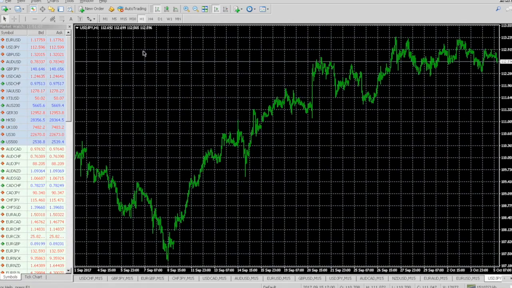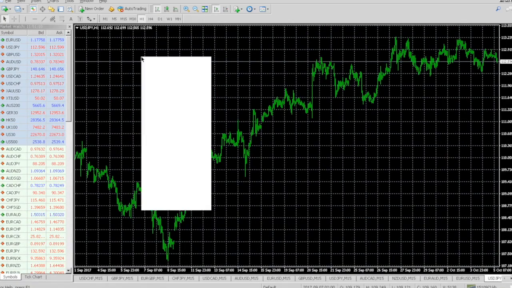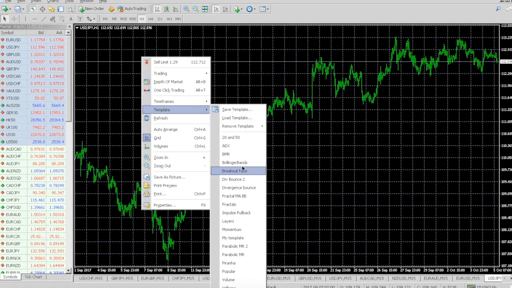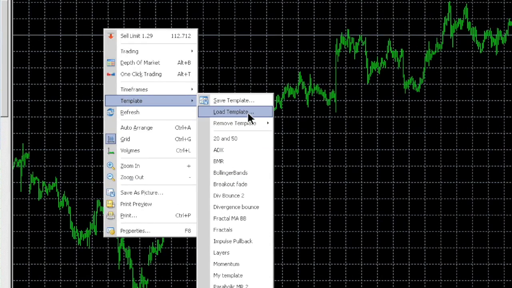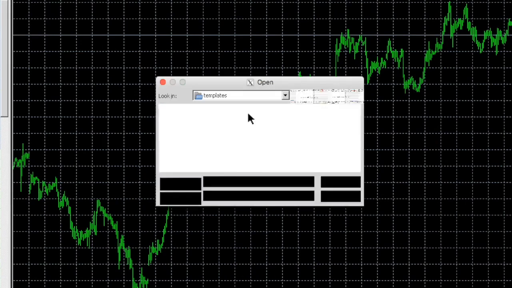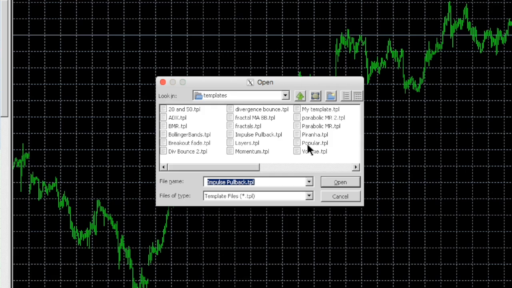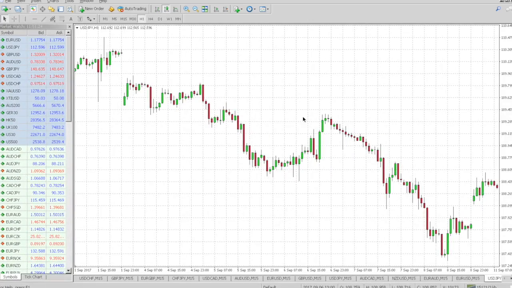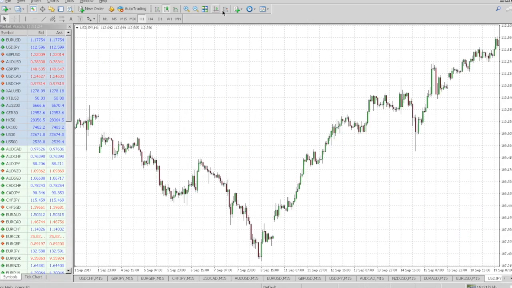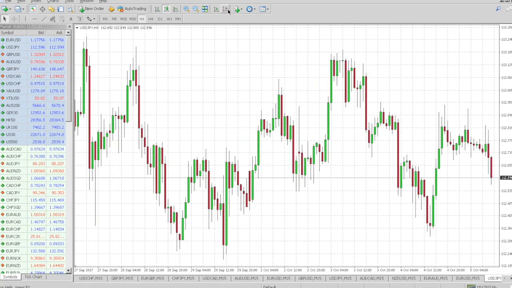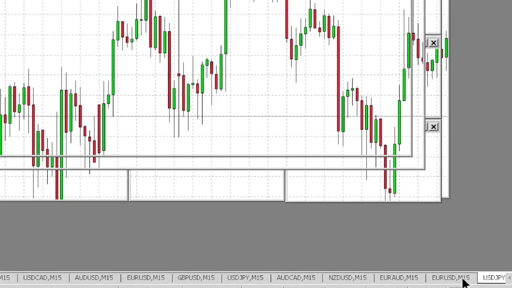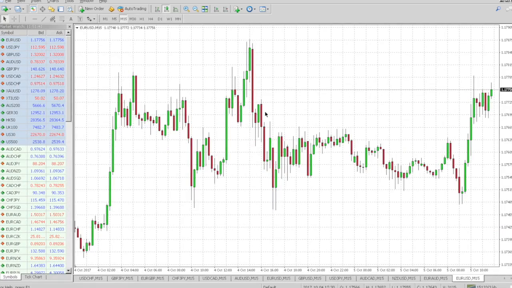And again, to apply the settings, you just right click, go to template, and load the template. So which one do you load? You load the one that you just created called my template, right? This one. There you go. Okay. If you want to get rid of the chart, just right click, close, and it's gone. All right.